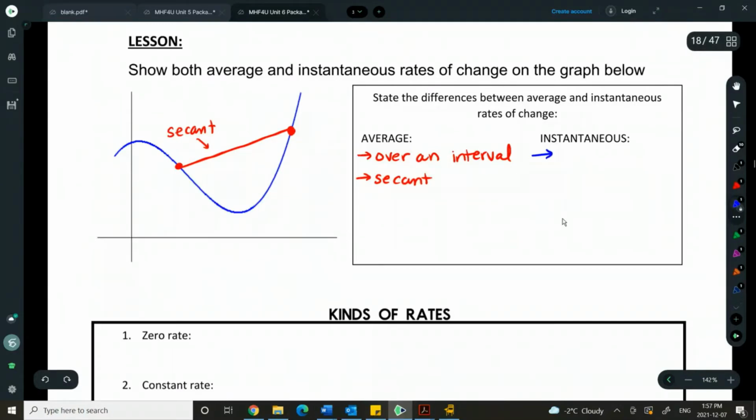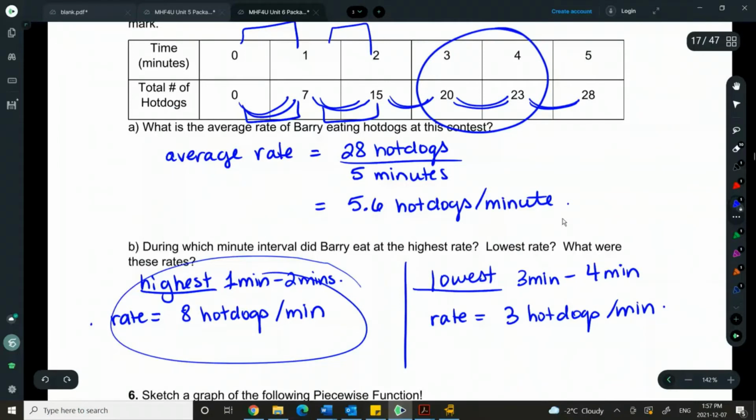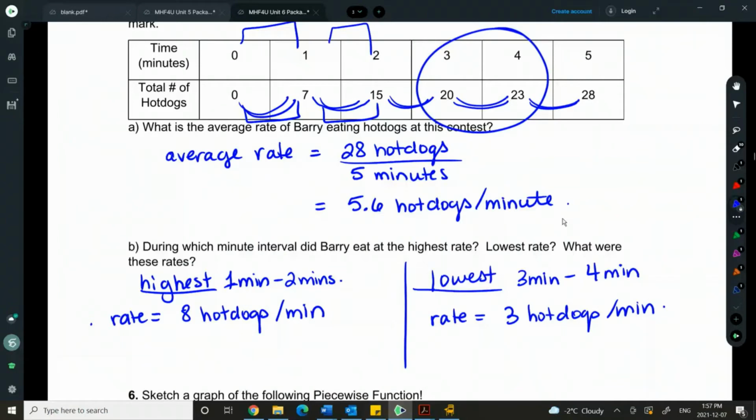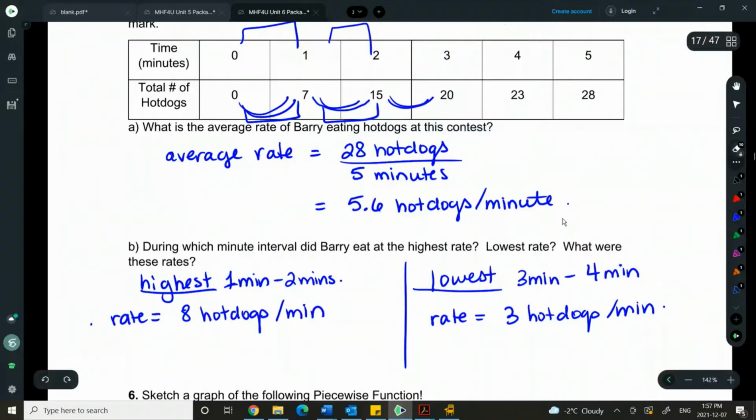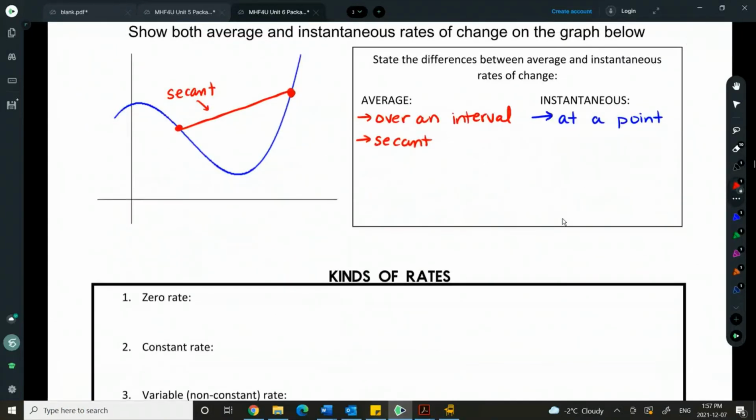Instantaneous is at a specific moment or at a specific point. We were narrowing in on the idea of instantaneous rate of change when we talked about the highest and lowest intervals of the hot dog question. The hot dog question asks us, at what times was the rate the highest, or at what times was the rate of eating the hot dogs the lowest? This is closer to the idea of instantaneous rate of change because we're talking about a per minute change instead of an overall change in how the hot dogs were eaten. So instantaneous is at a moment or at a point.